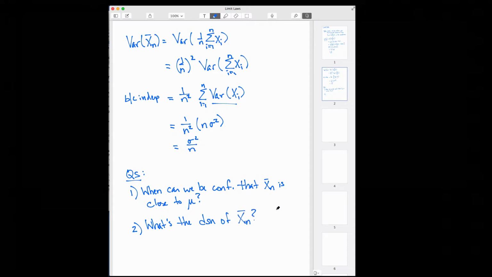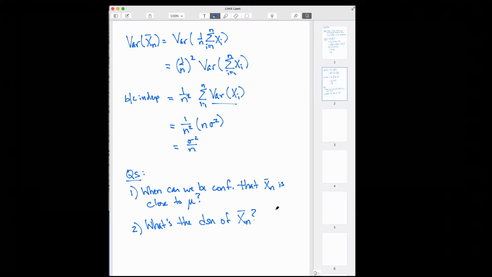So we know what the expectation and variance are, but we still know very little. We don't know if it's a unimodal distribution. We don't know if it's a bimodal distribution. We don't know how many outliers there really are. So we need more information here. And in order to answer these questions, we're going to need to appeal to what we call the limit laws.